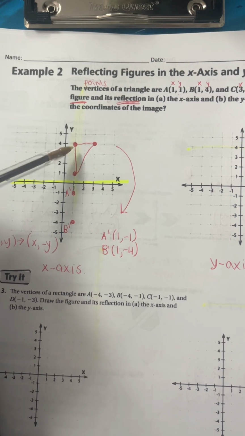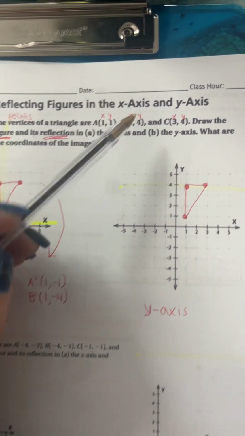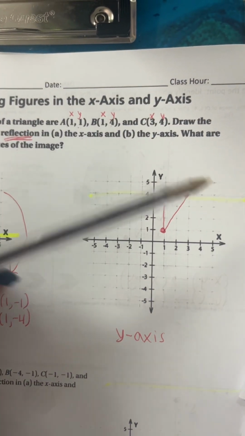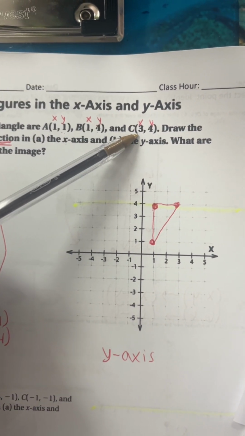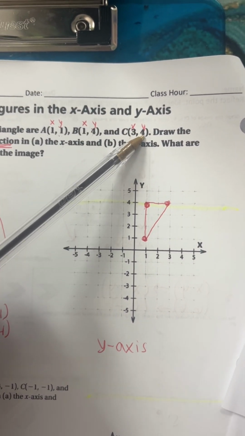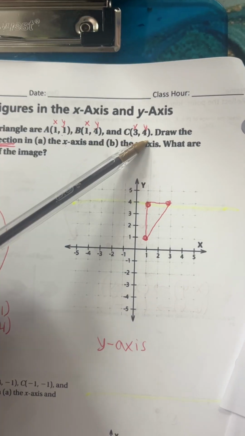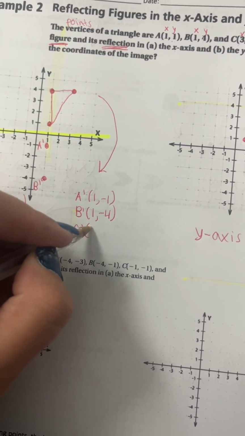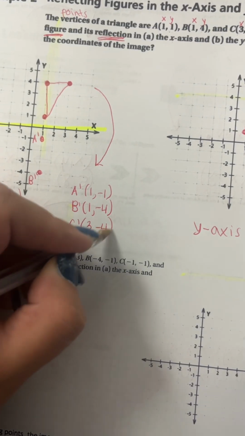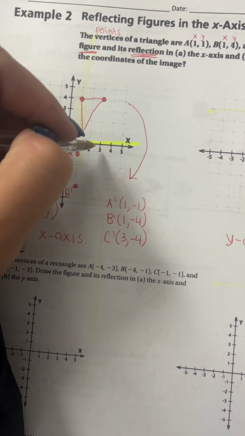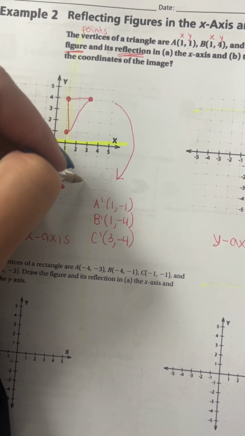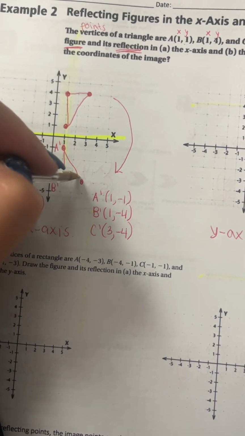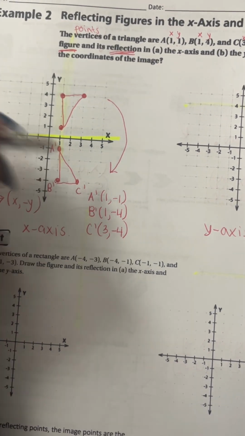And the last one is point C, okay? We were told that point C is 3, 4. If the rule is (x, opposite y), we've got x, and the opposite of y would be negative 4. So C prime is going to be 3, negative 4. And then we graph it. 3, negative 4. And that is C prime.